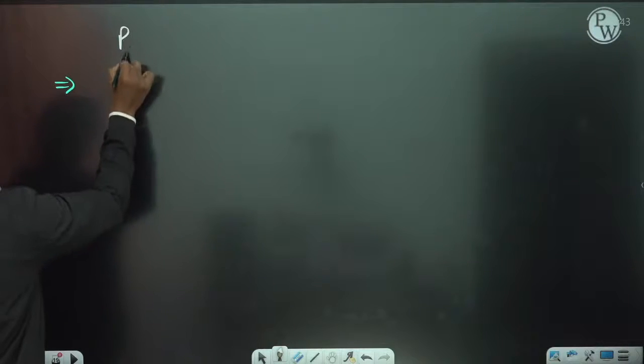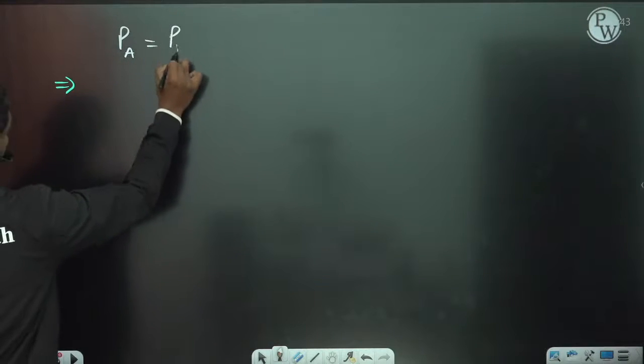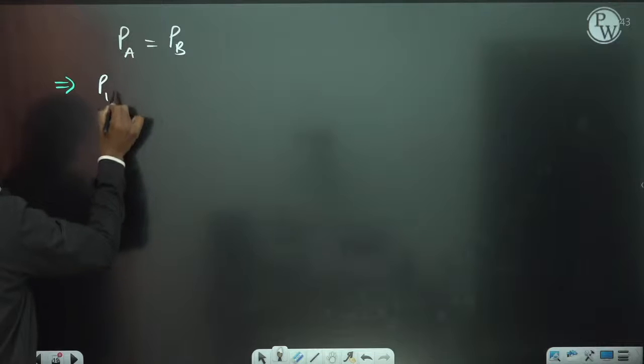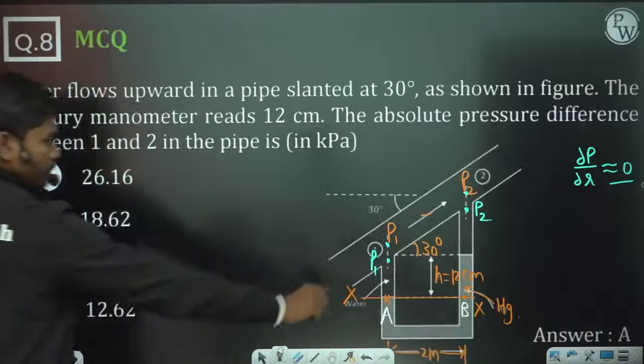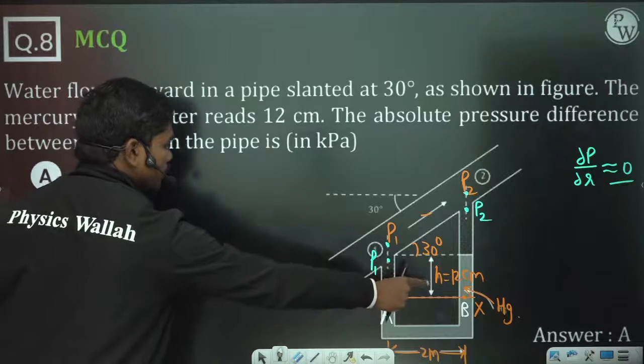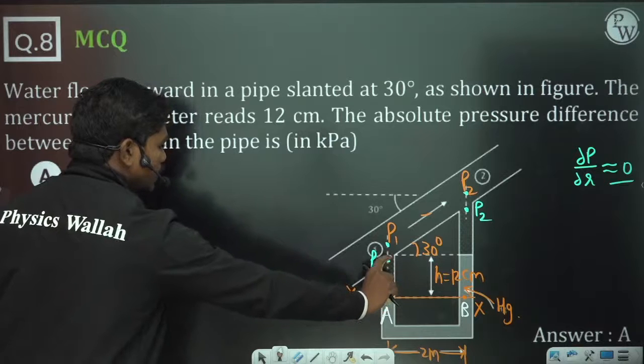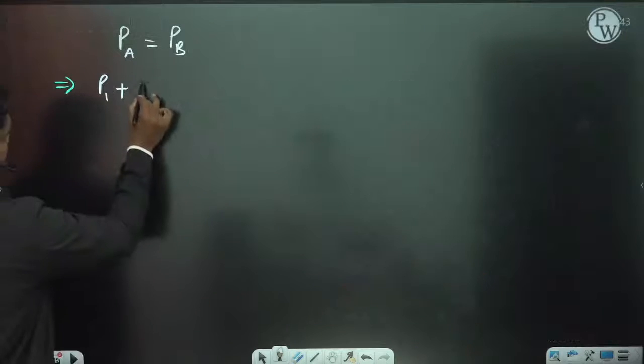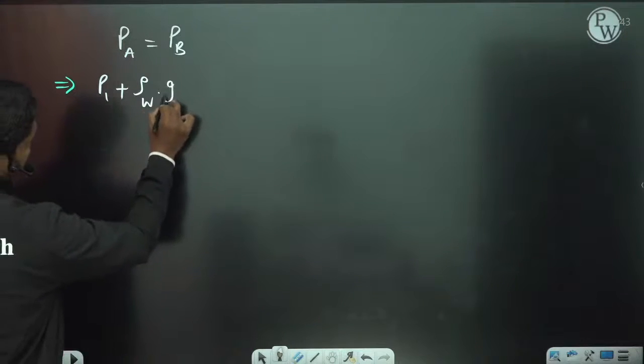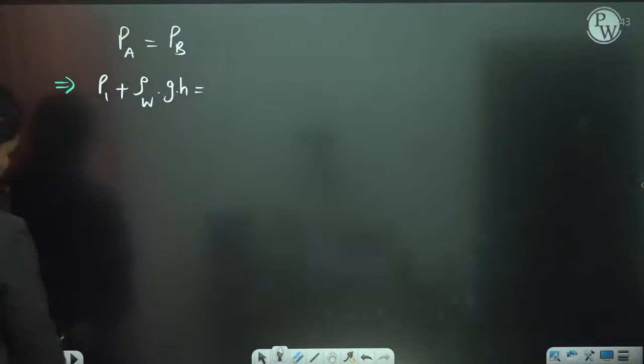So PA is equal to PB. Let us write PA is equal to PB. Now what is PA? P1 plus pressure due to this water column. This water column is of height H. So density of water times G into H. So this is equal to P2.